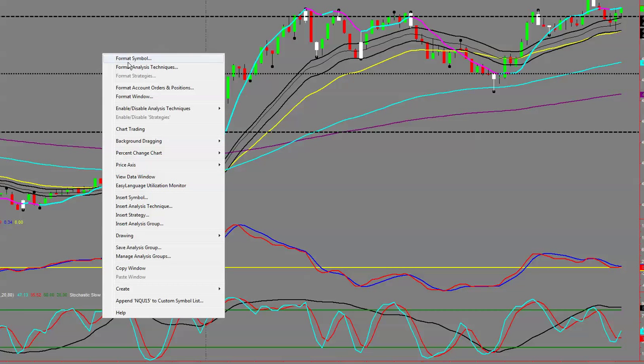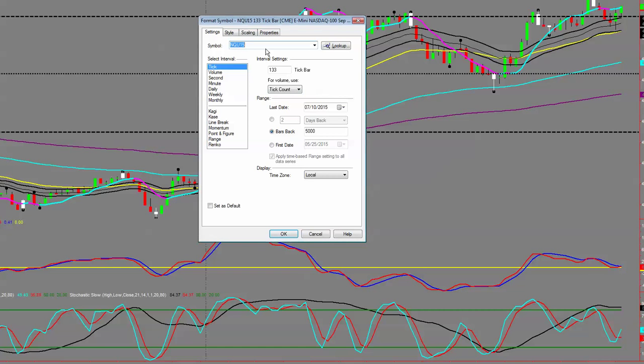Now let me change this to time. So let's have a look. We'll change it to by the minute, and let's make it a 3 minute. And here of course you can put in how much time you want to go back. Let's just go back 2 weeks, and it comes up.